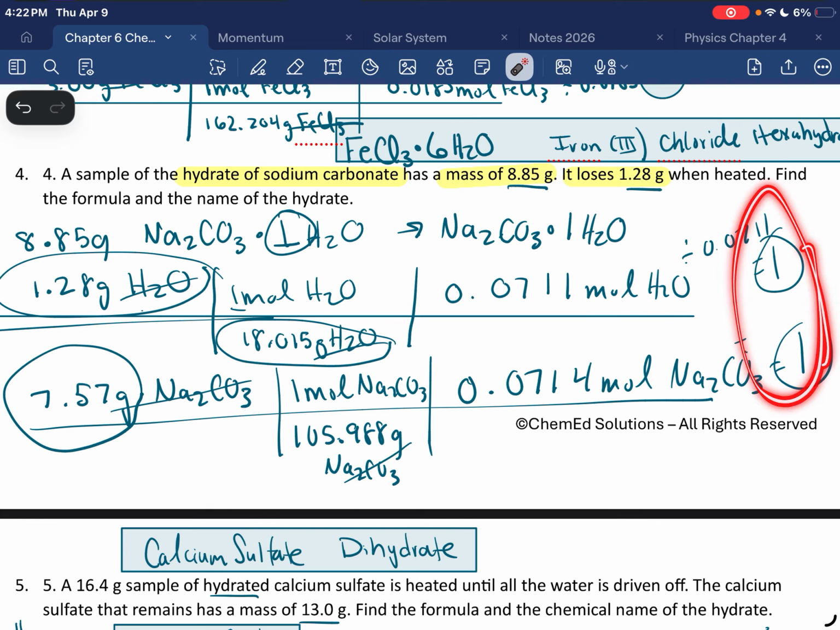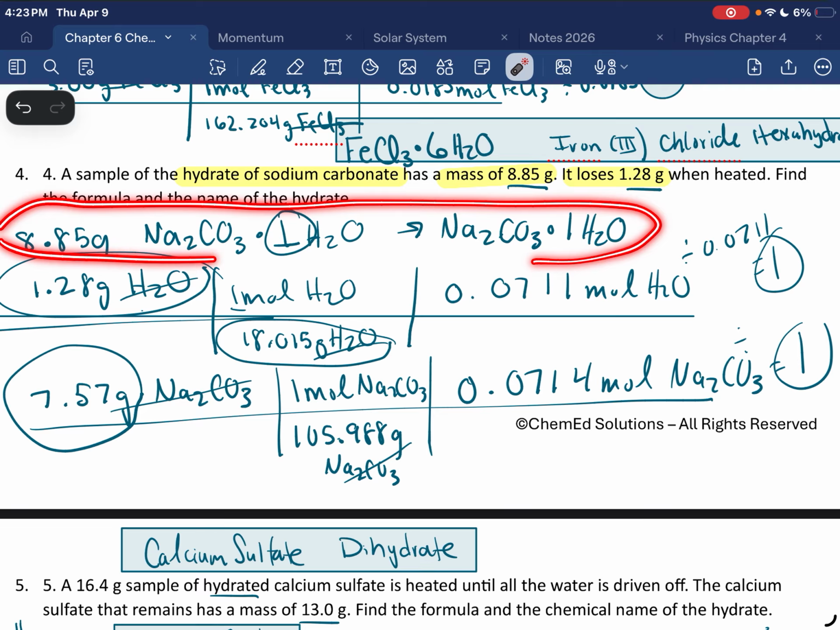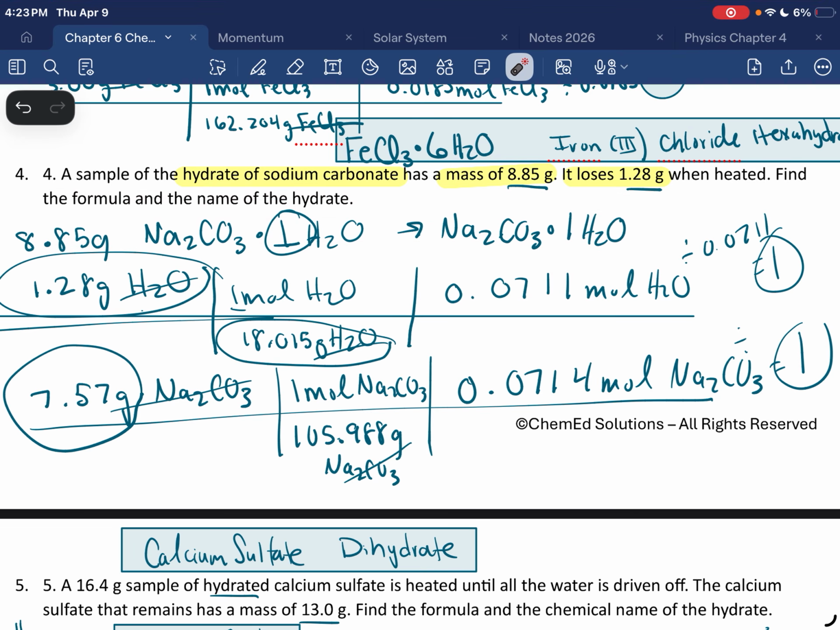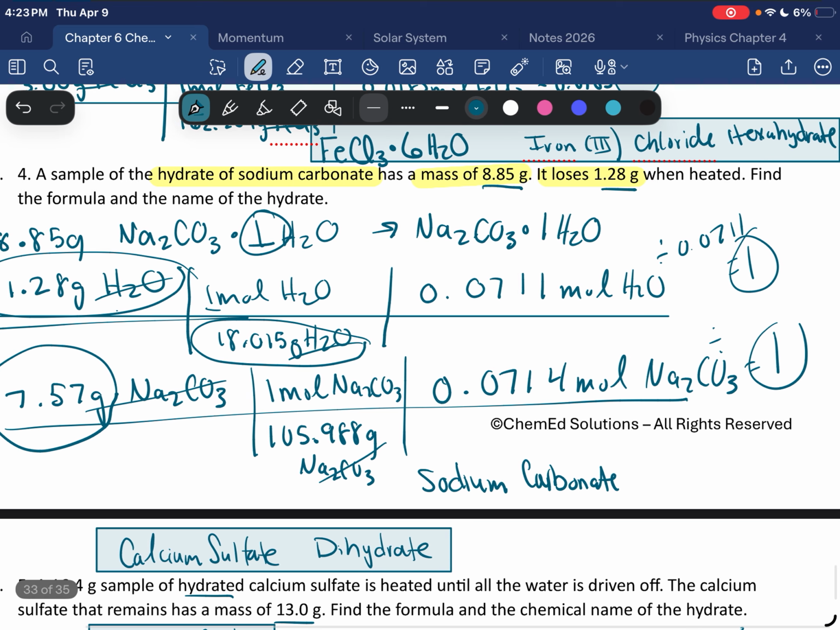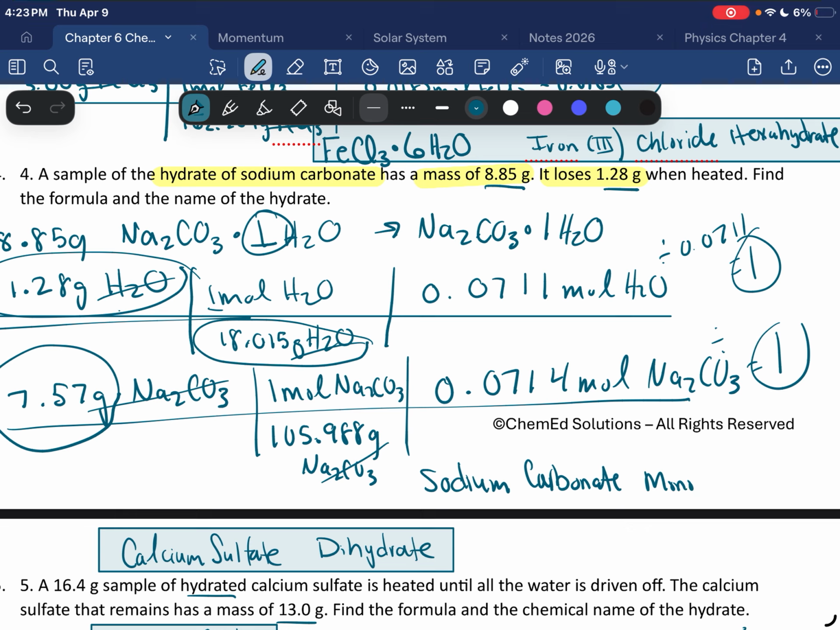Therefore, here it is. I'll accept it with or without the coefficient in front of it. Either way is fine. But you should say this as sodium carbonate monohydrate. And yes, you need to say mono.